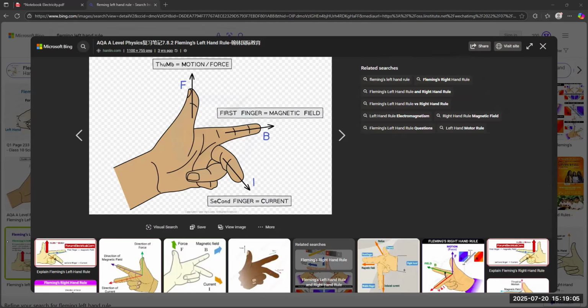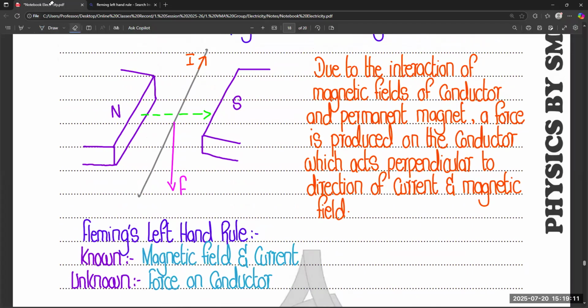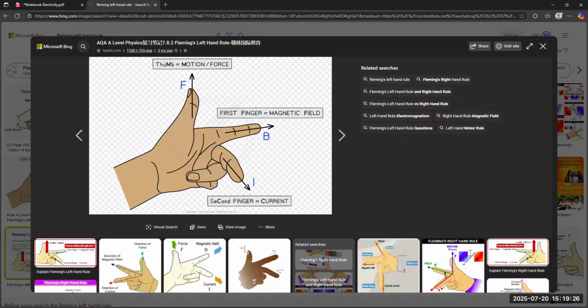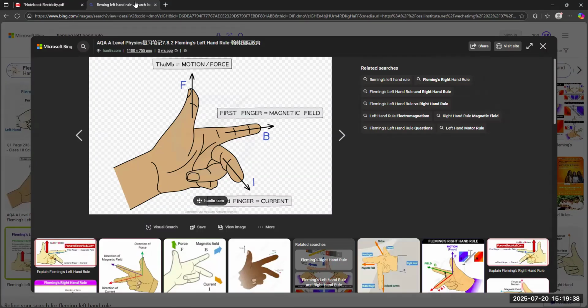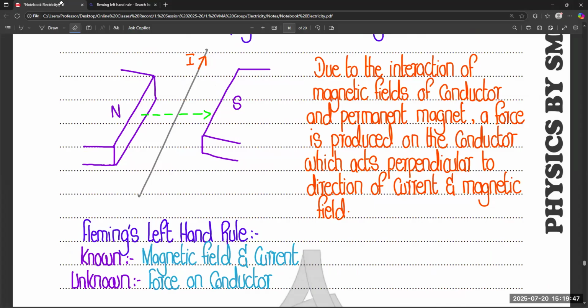Now, for example, if you apply this orientation on this diagram, let's suppose this force is not given. Only these two quantities and the direction of these two quantities are given. Magnetic field is from left to right and electric current is into the paper. So if you apply Fleming's left hand rule with this orientation, first of all, magnetic field is from left to right. So the orientation of the first finger is correct, left to right. Okay. Now electric current is into the paper.